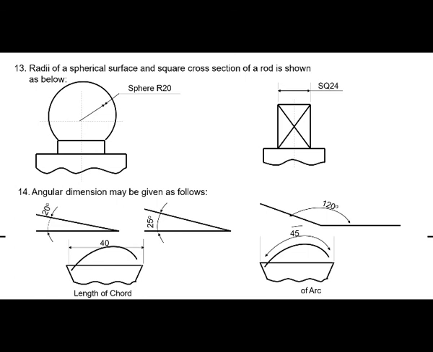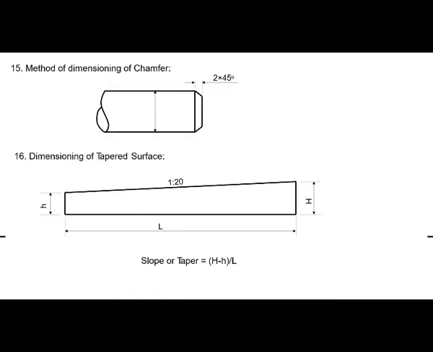The radii of a spherical surface and a square cross section of a rod are shown as below, like this, sphere 20, square 24. We can write like this. Angular dimension may be given as follows. This is 20 degree outside, this is 25 degree inside. Length of the chord we can give like this, length of the arc we can give like this, and angle we can give like this. This is the way of writing dimensions of angles, spheres, circles.